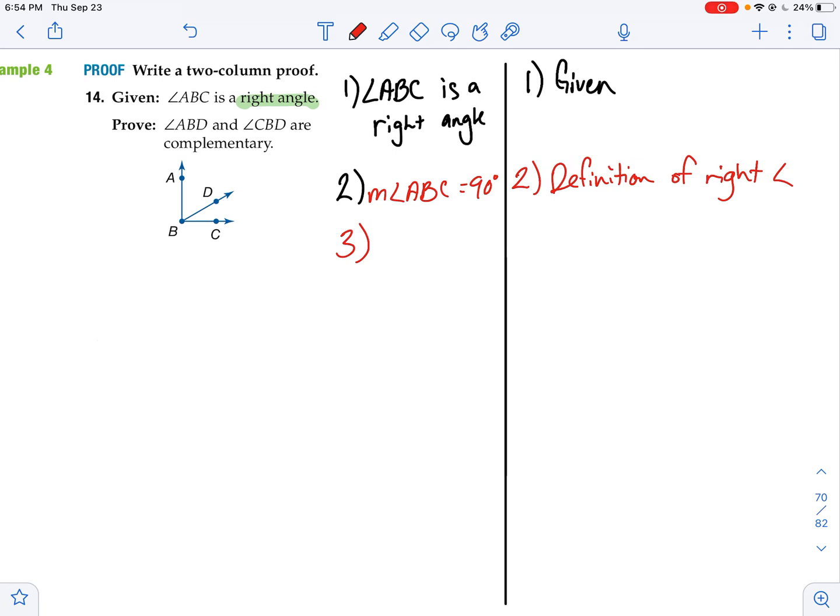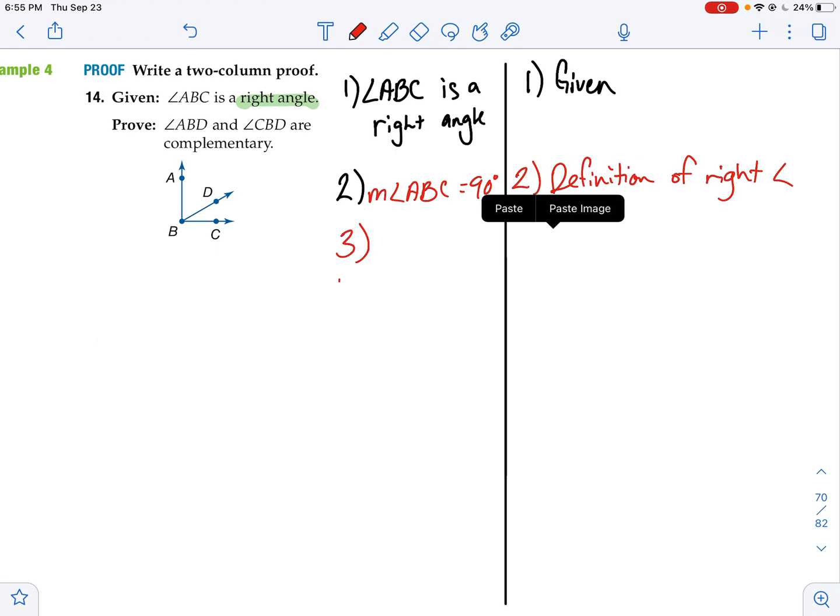And then we're on step 3, which we know now is the segment addition postulate or the angle addition postulate. I would encourage you to pause the video, try to write out your segment or angle addition postulate, and see if you can work from there to get that ABD and CBD are complementary. Again, you'll have to substitute after. So angle addition, then substitution, then you should have your proof done, or at least very close to done.